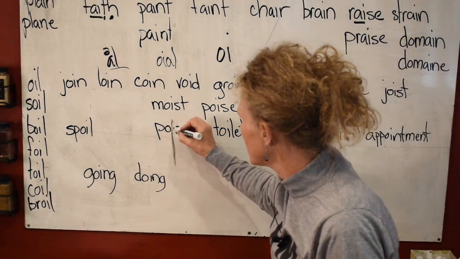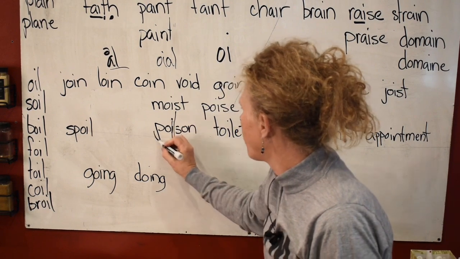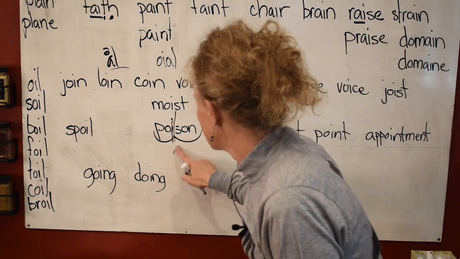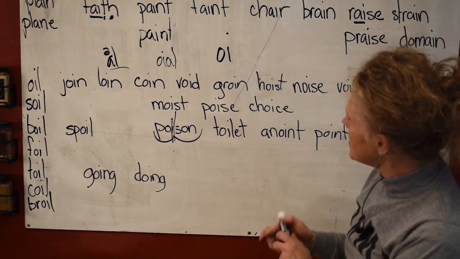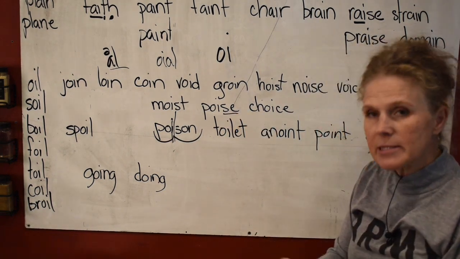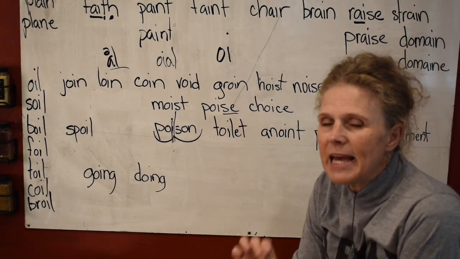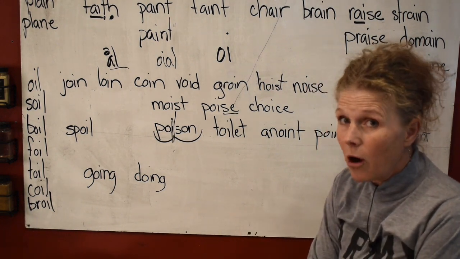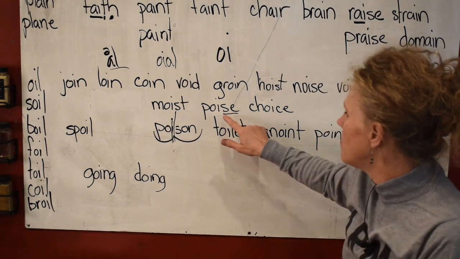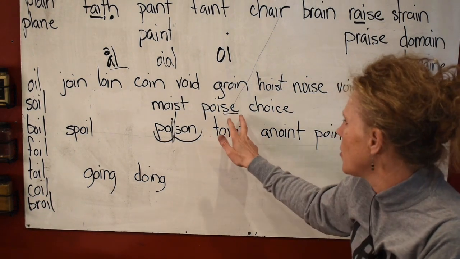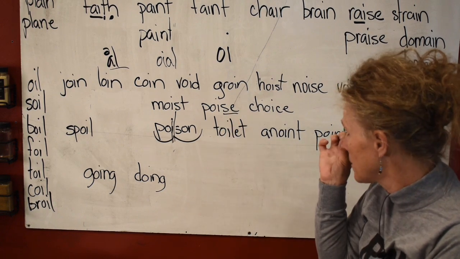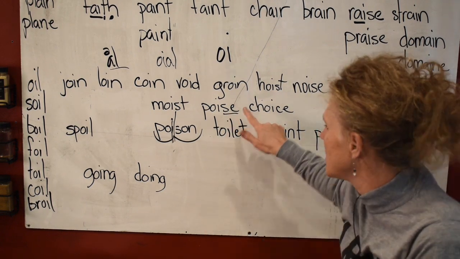Whoops, did it wrong. Poison, groin, poise. See how that S, you're hearing Z. So most of the SEs say Z. There are many that say S. But if you are learning it, go with Z first with an SE, okay? Go with Z first with an SE.